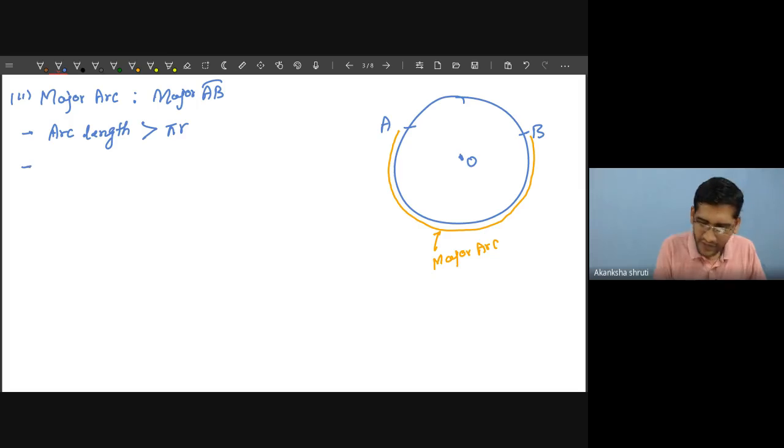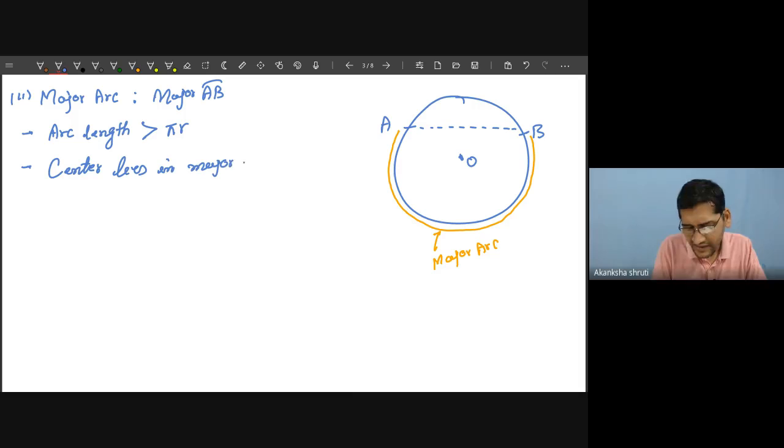So that is point number one. What is the next point? Next we are observing that if we join A to B through a chord, the center lies in which arc, major arc or minor arc? The center lies in the major arc. Good. So this was all about the arc. How the arc length is calculated, we will learn in the next class. Considering the angle made by the arc at the center, we can calculate the arc length. So arc length calculation is not in this standard.